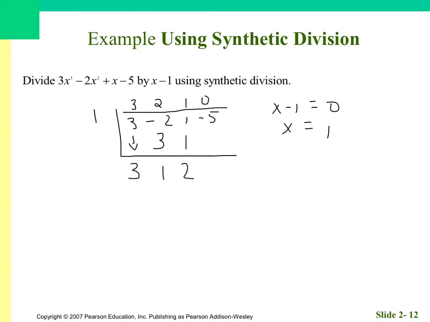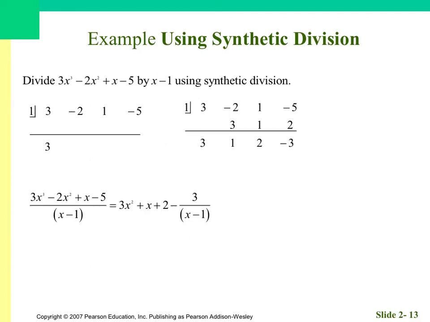Remember, these are just the degrees. Negative 3, so what does that mean you do? You have 3x squared plus x plus 2 minus 3. This is the remainder, so what were we dividing by? x minus 1. So let's see if we're right. There we go.